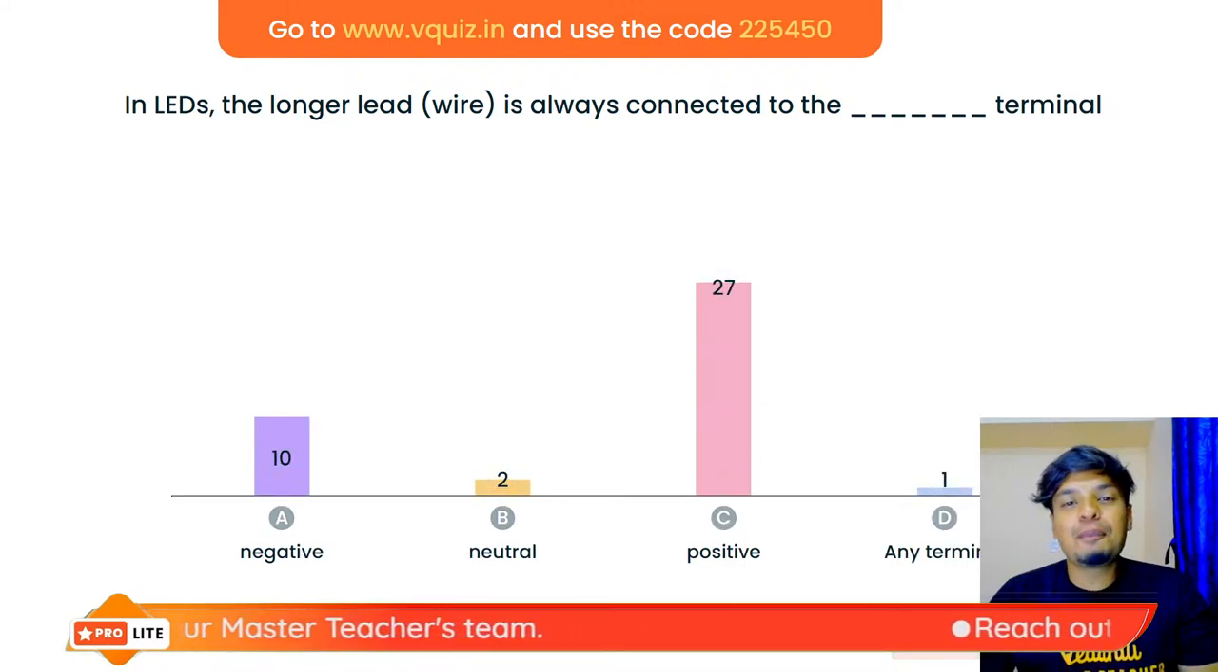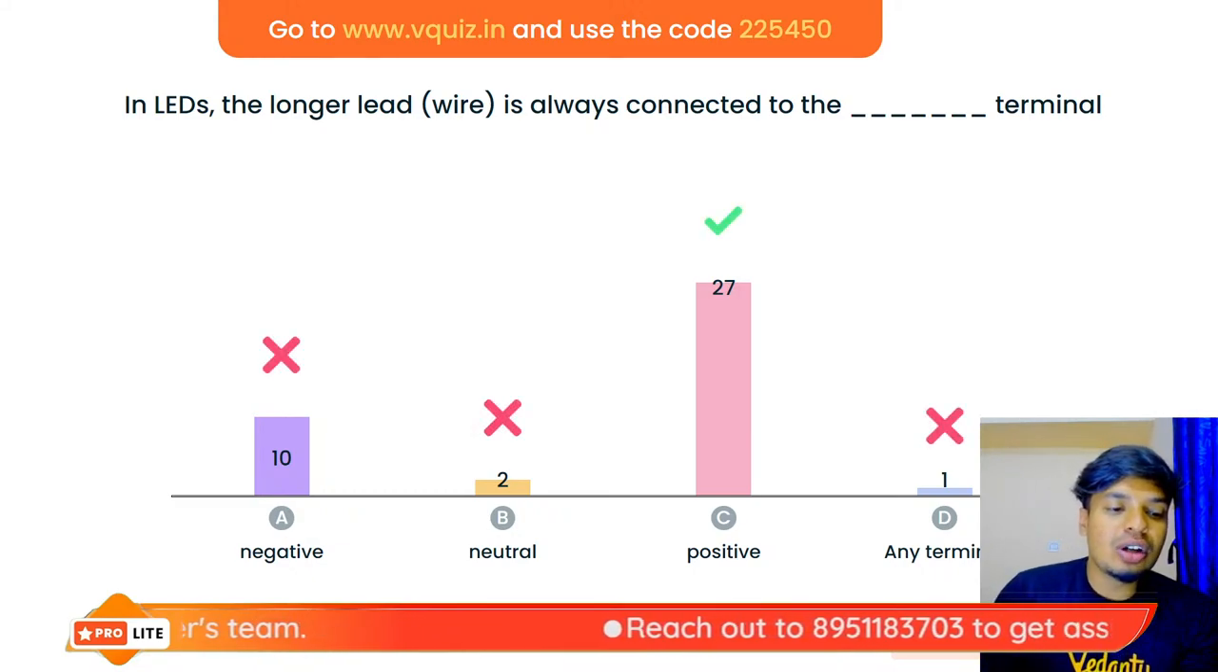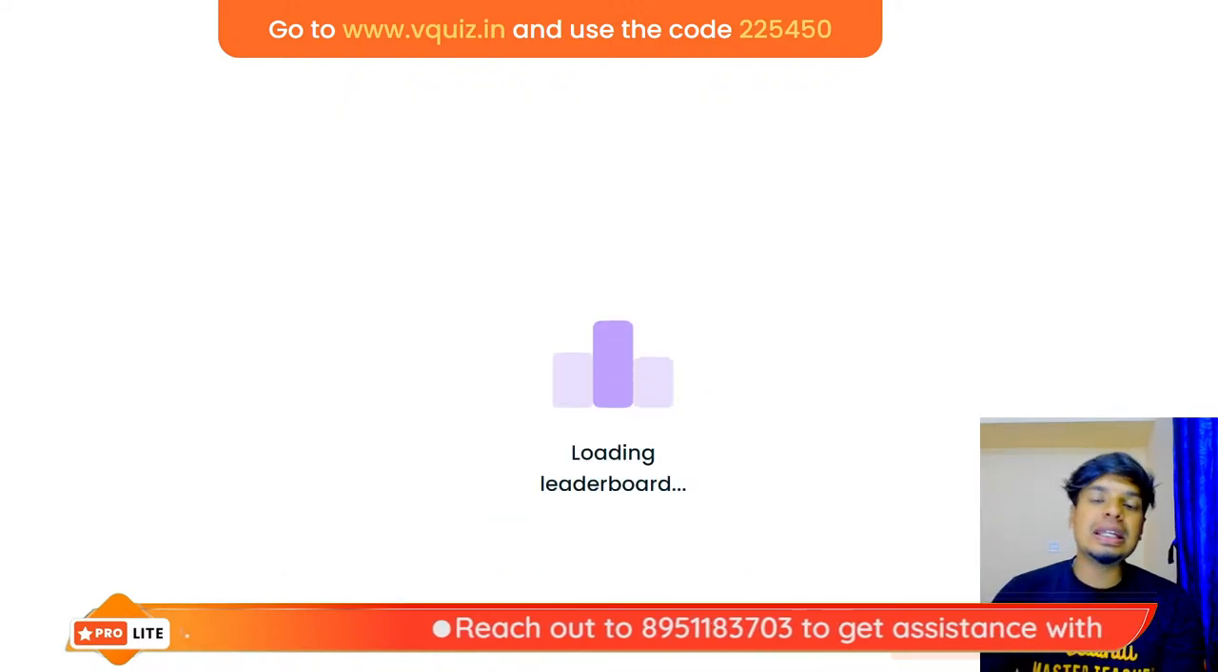All right, so we have positive terminal. Yes, the longer lead is always connected to positive terminal and the shorter lead is always connected to the negative terminal.